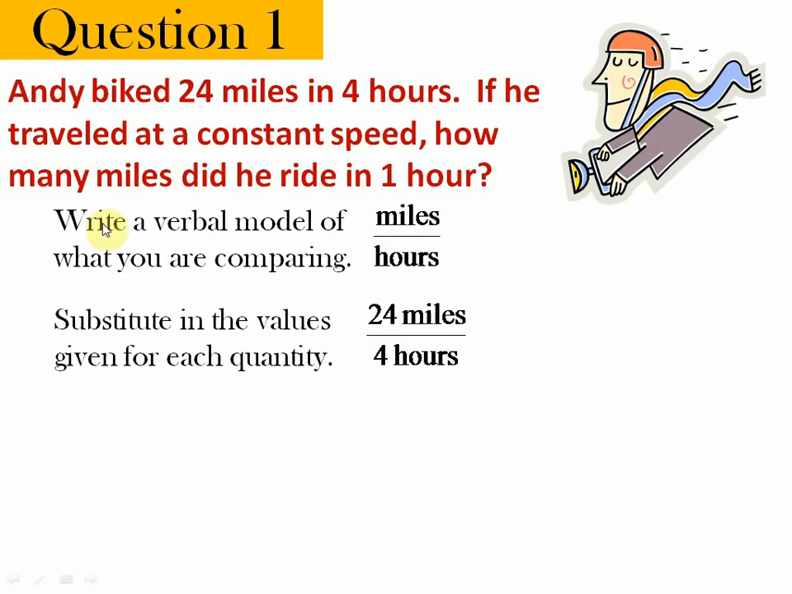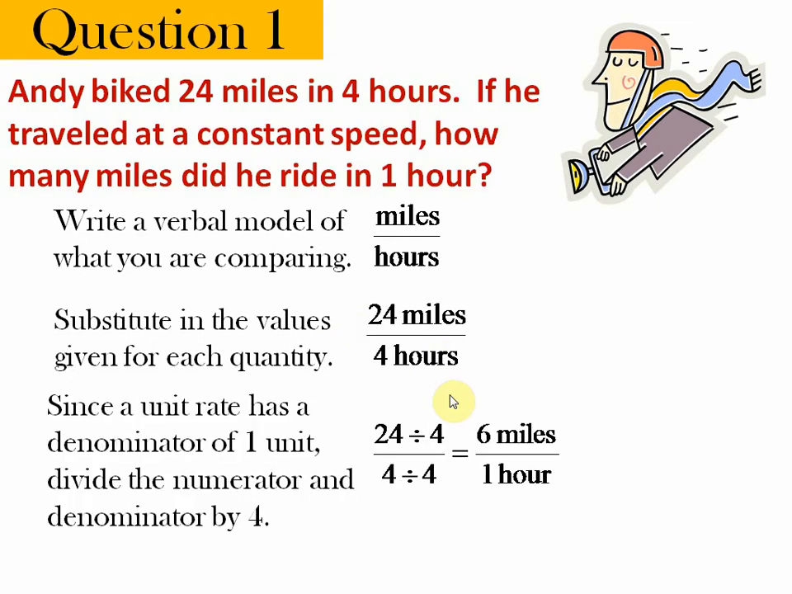So first we have to make the formula, which is miles per hour. So for 24 miles in 4 hours, the formula is speed is distance over time. So 24 miles per 4 hours, we have to divide it by 4 to get 6 miles per hour. So when we divide by 4, we got the answer 6 miles per hour in 1 hour. So he traveled on the bike at 6 miles per hour in speed.